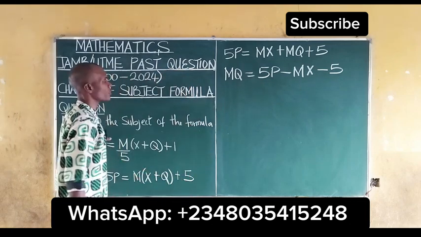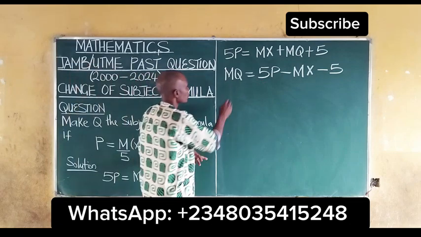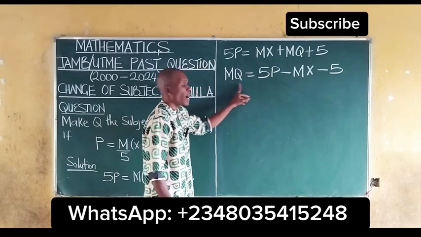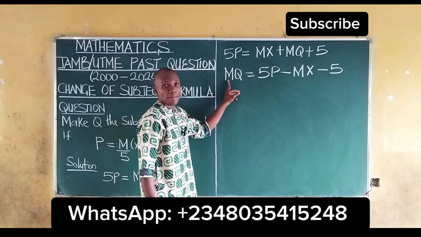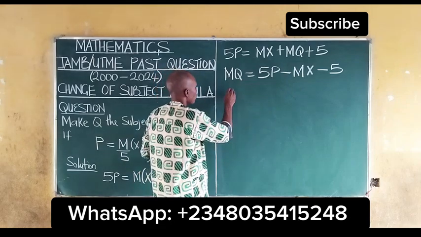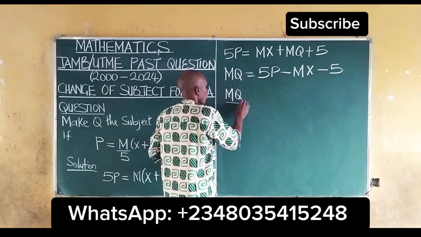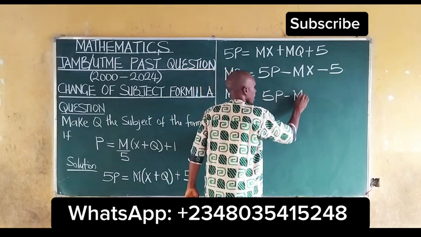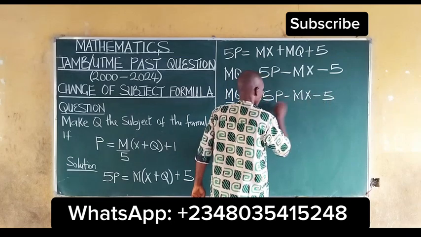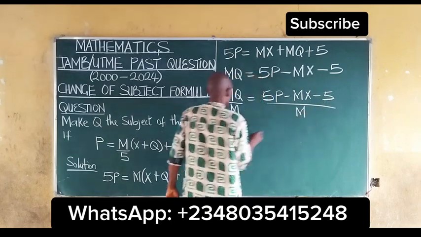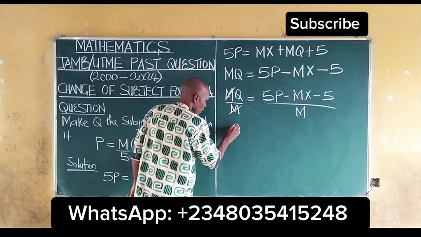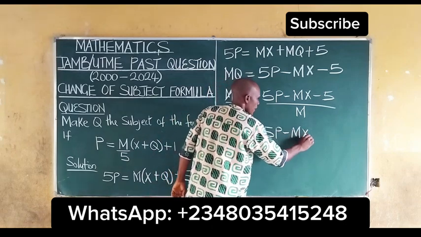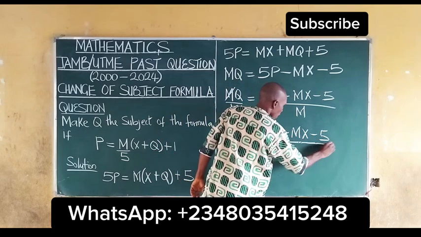And we are asked to make q the subject. So it's very simple. If q is the subject, we have to divide everything we have here by 5. So if we divide everything here by 5, we have 5q all over 5 to be equal to 5p minus 5mx all over 5. Of course, this will go over this. It then means that q is equal to 5p minus 5mx all over 5.